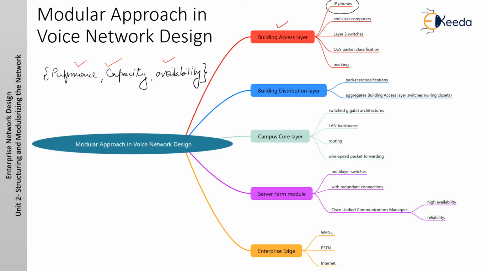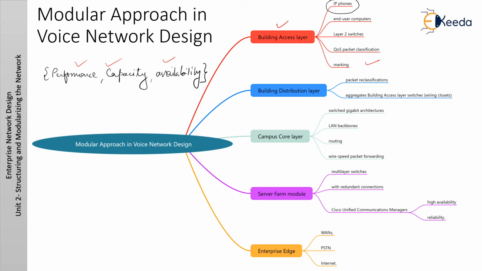So in case of the building access layer, IP phones and end user computers are attached to layer 2 switches here. Switches provide power to the IP phones and provide quality of service packet classification and marking, which is essential for proper voice packet manipulation through the network. So these are the things associated with the building access layer.